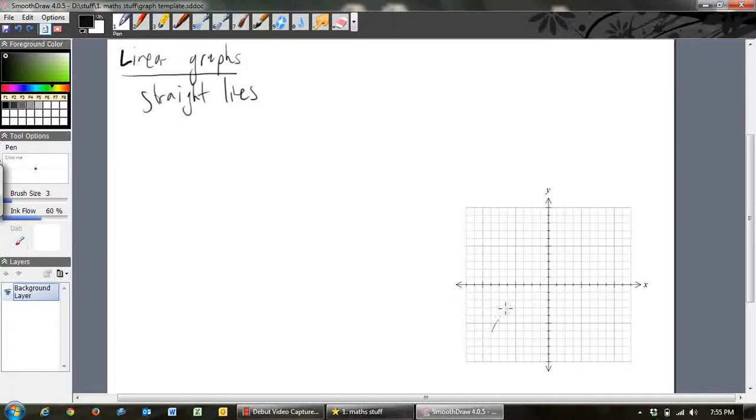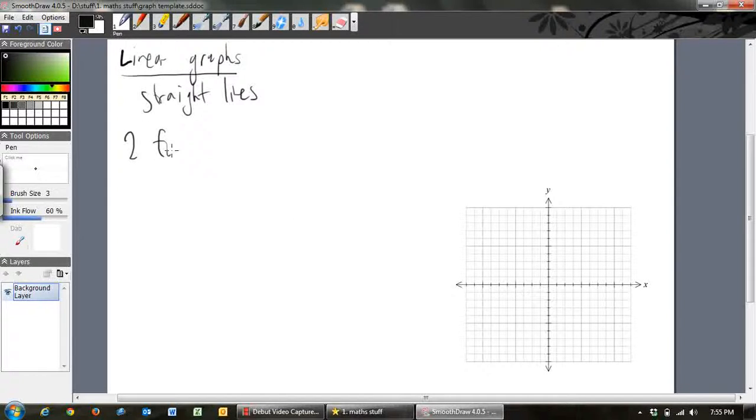In other words, that is not a linear graph. That is a linear graph. This is not a linear graph. Okay, so it must be a straight line. It doesn't matter whether it's vertical, horizontal, or diagonal, in any direction. As long as it's straight, it's a linear graph. Really important to understand.